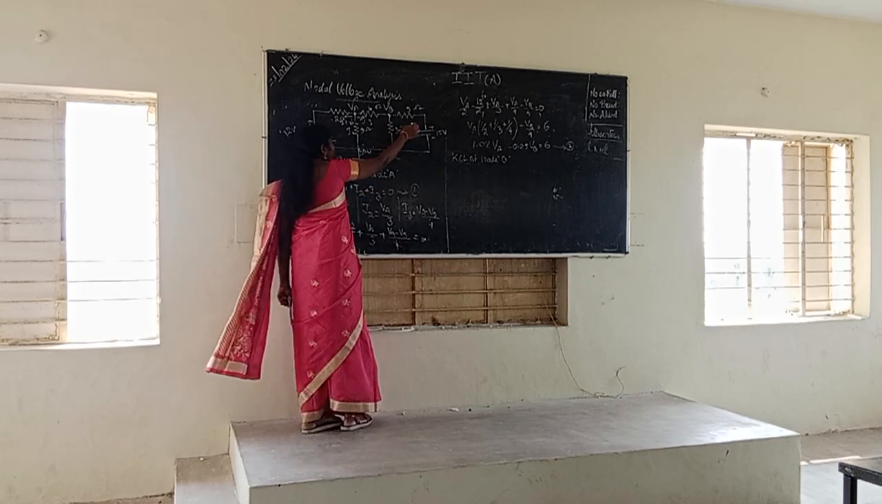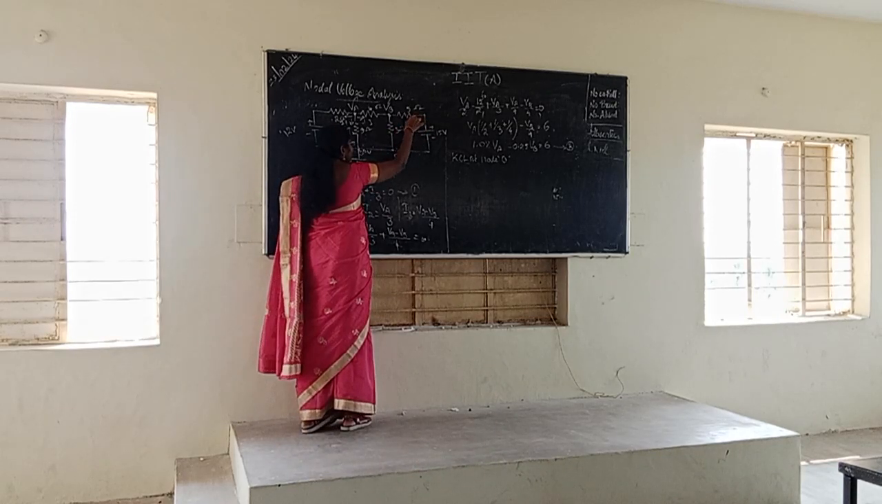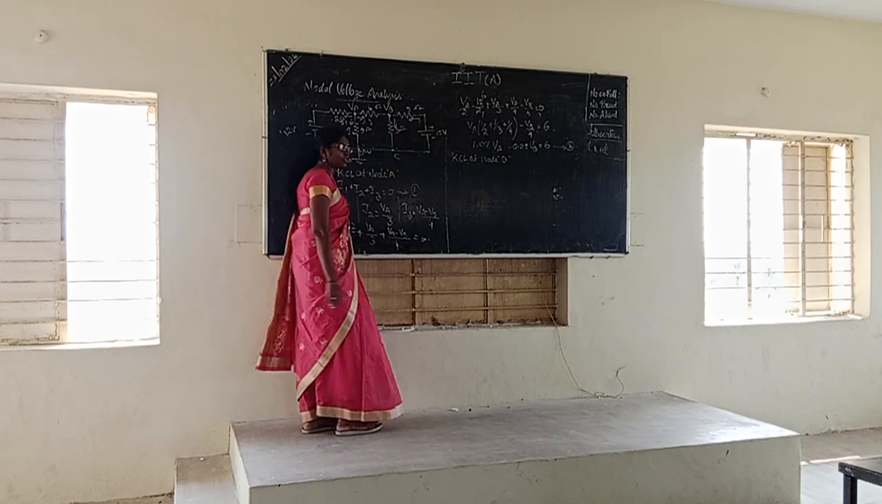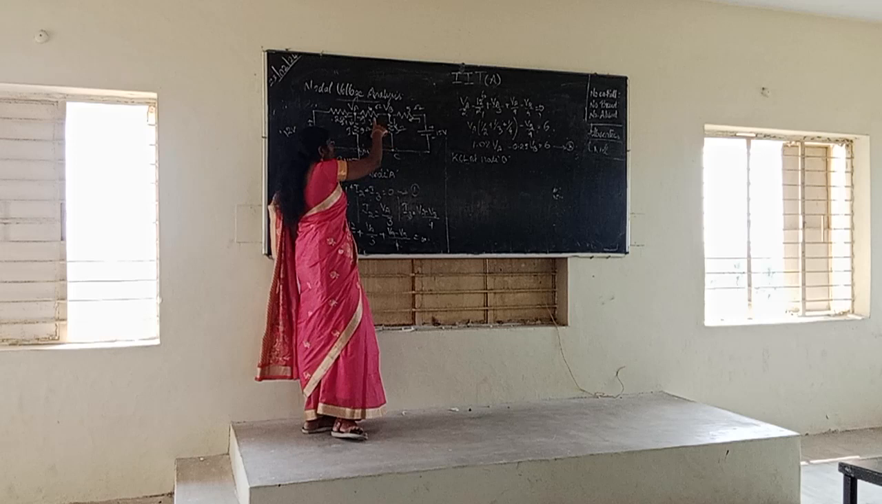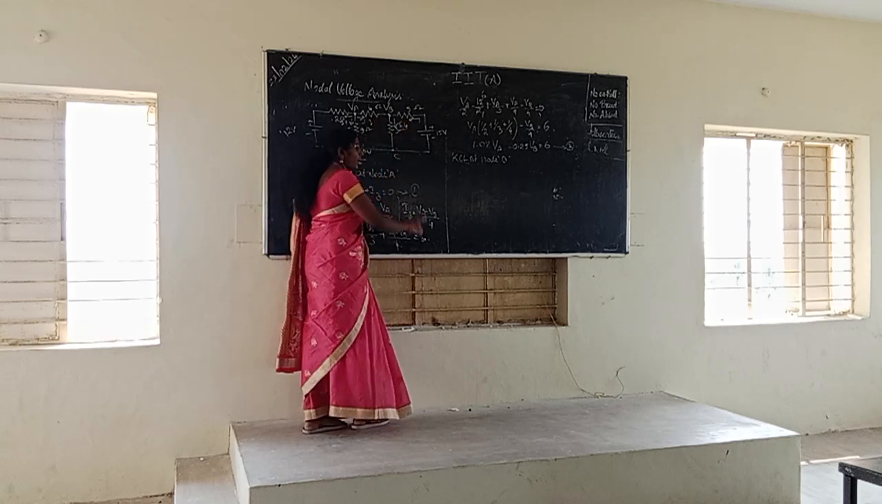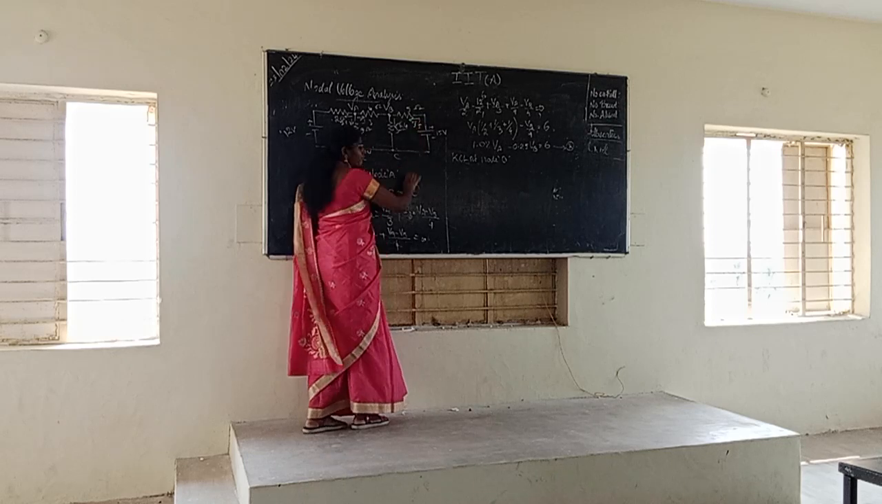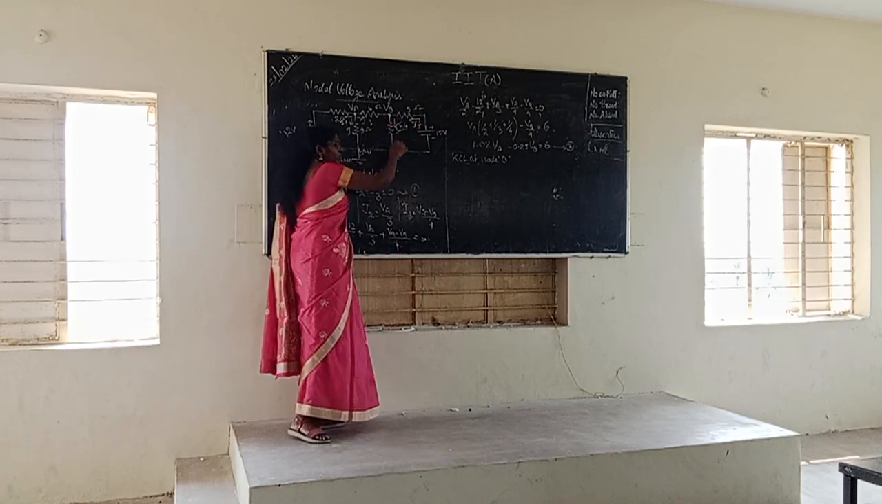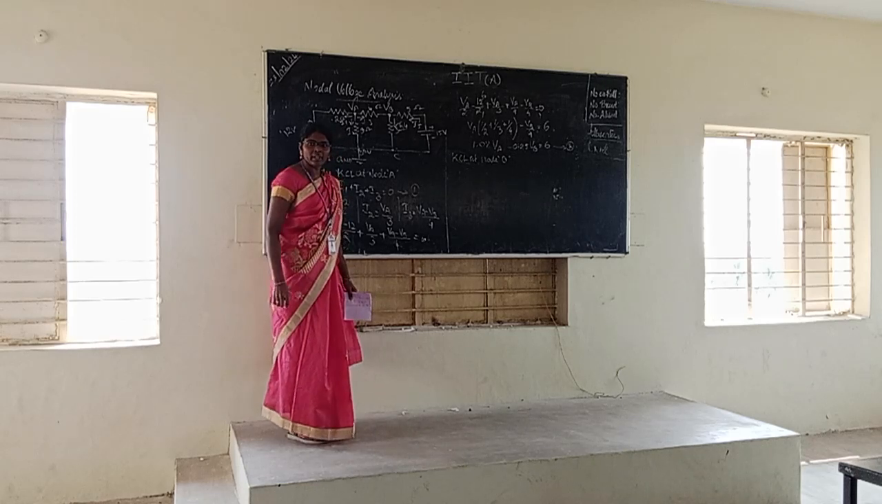How will it be? I will flow in this direction, and one more current will come here towards the down, up to which we have marked I3. So take the next as I4, and the next to it as I5. Clear? Now this is node B. Shall we apply KCL at node B now?